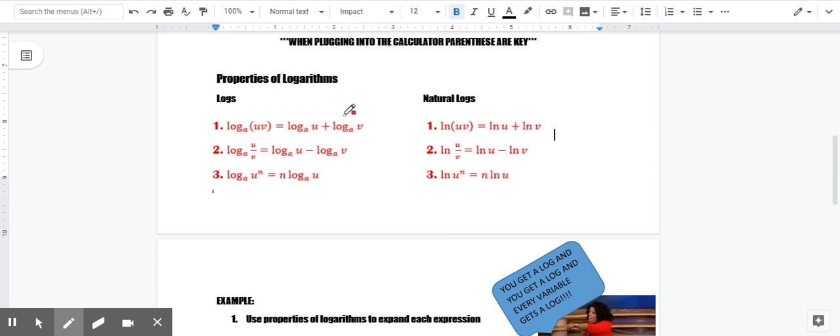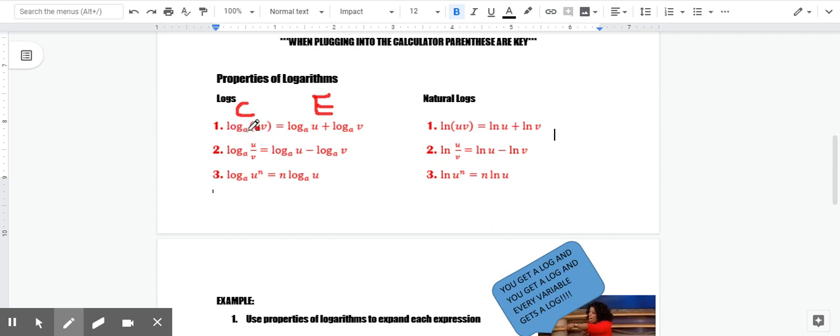So, what these properties help us do is either expand logs, so make them bigger, or condense them, make them smaller. So, the left side here, this would be considered the condensed version of these logs. So, I'm going to put a C for condensed. This side, they are expanded. So, I'm going to put an E for expanded on this side. So, condensed means it's one single log. Expanded means we have multiple logs.